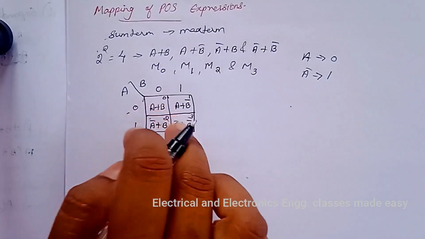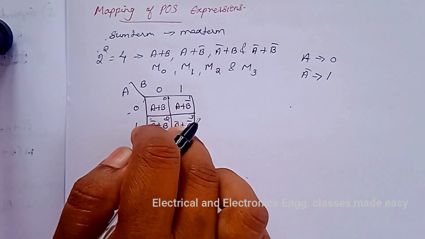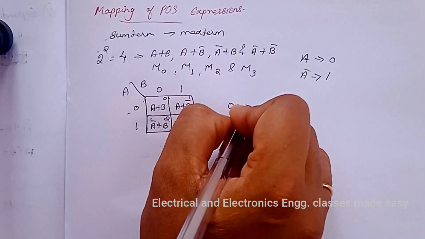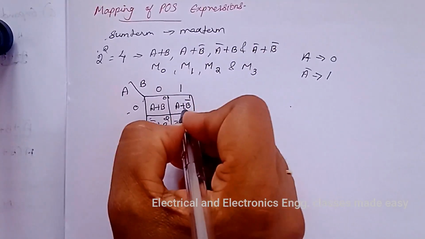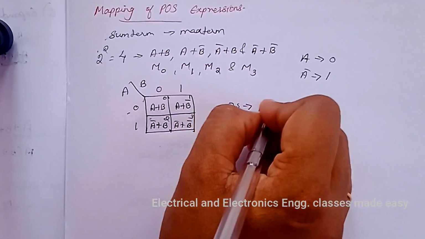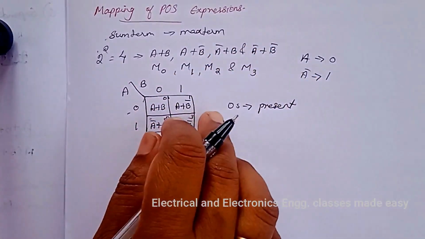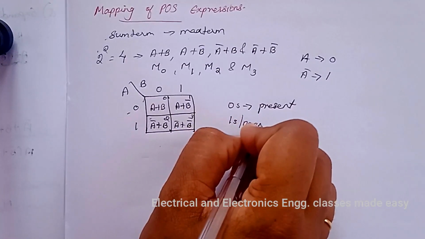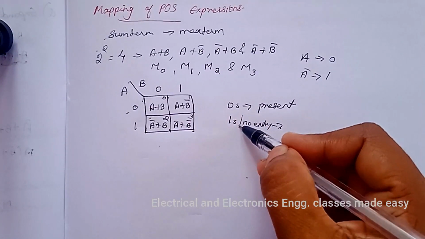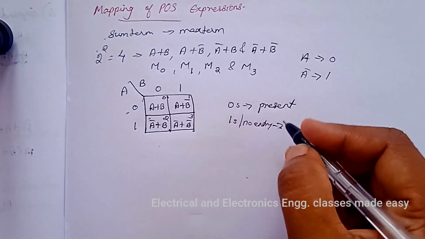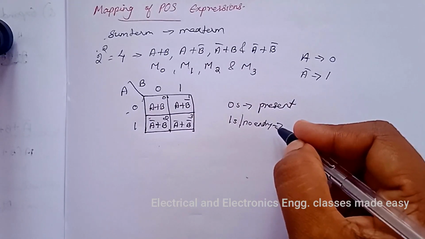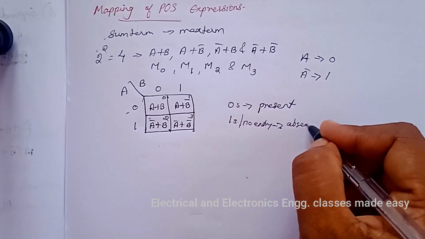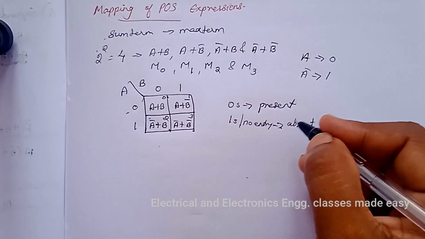So for mapping a POS expression on the Kmap, zeros are placed in the squares corresponding to the max terms which are present in the expression, and ones or no entry are placed in the squares corresponding to the max terms which are not present, that is absent terms, which are not present in the expression.